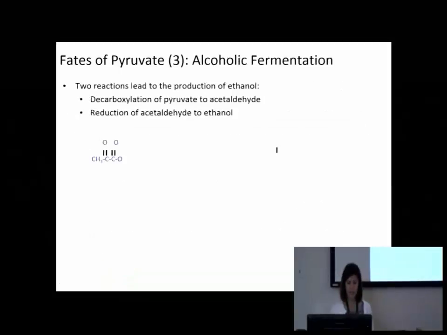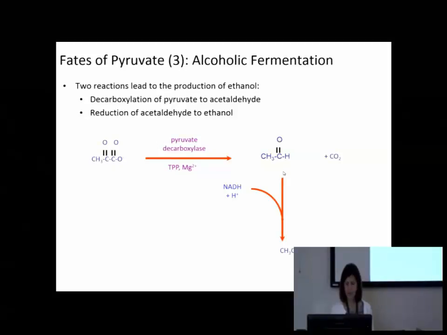If you're a yeast, then what you're going to do is take pyruvate and first make an aldehyde and then make our alcohol, ethanol.